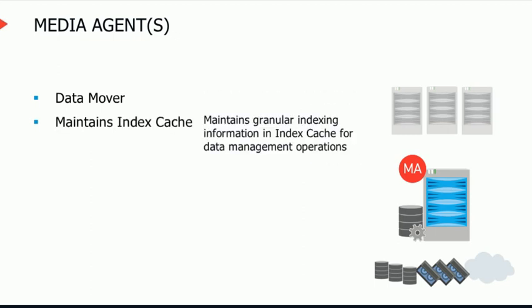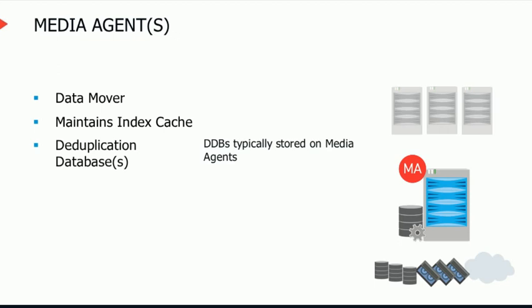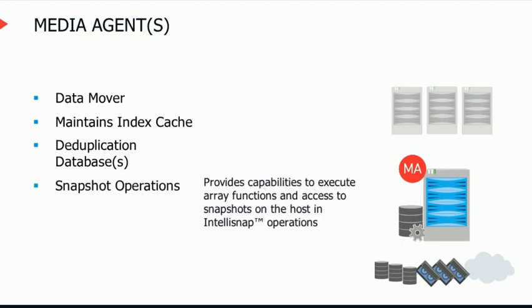The media agent maintains granular indexing information in its index cache, which includes detail on the jobs and objects that it has processed. Part of this maintenance is the periodic pruning of data from the index cache in order to maintain a reasonable footprint. The media agent is also typically the home for deduplication databases in environments. Another function that the media agent handles is that it interfaces with primary storage arrays for IntelliSnap snapshot management, which will be covered in more detail in later modules.